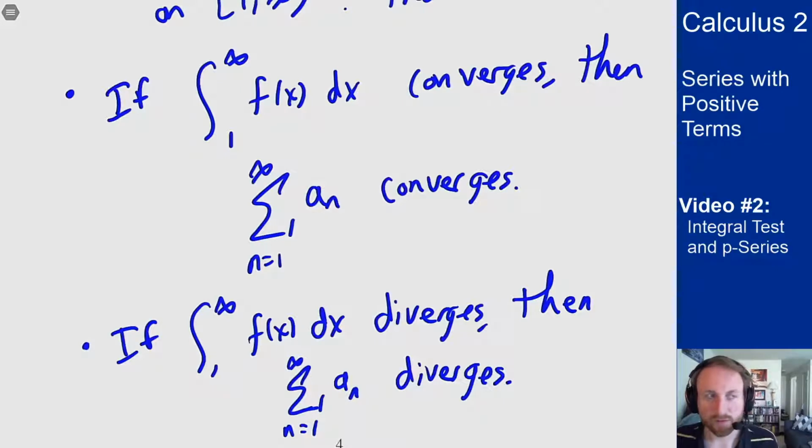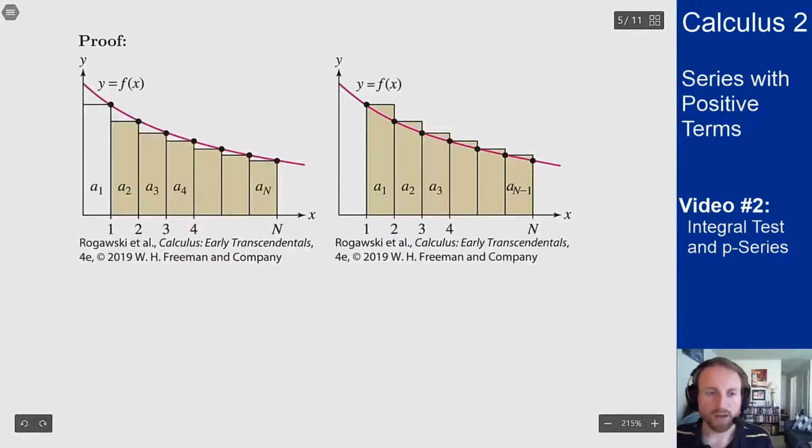Unlike the divergence test, which was a one-directional statement saying if the terms don't go to 0, then it diverges, here I have a back and forth going on where I can go in both directions and do either direction, converges or diverges. We'll see how to use this here in a second. But why is this the case?